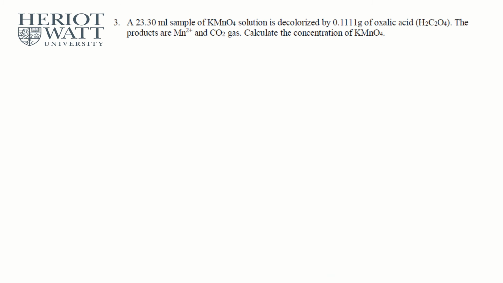Now, question 3. 23.3 ml sample of KMnO4 solution is decolorized by 0.1111 grams of oxalic acid. Formula is given. It's an acid. So the products are manganese and carbon dioxide. Now, obviously, you need to come up with the half equations and then the overall equations before you manage to calculate, because you need the mole ratio between manganate, KMnO4, and the oxalic acid. Without the ratio, you can't actually get the concentration.